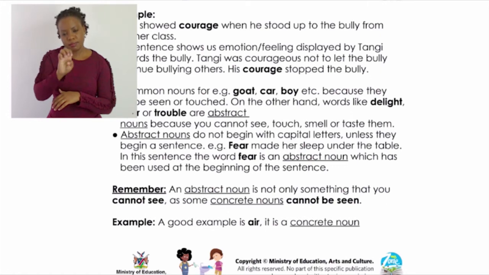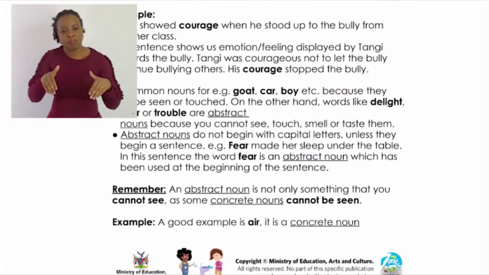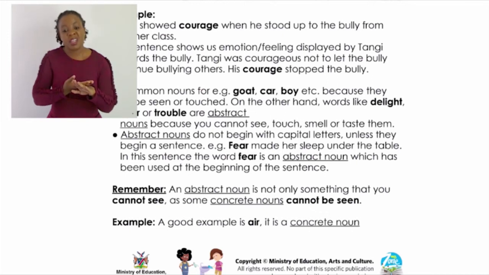Common nouns are like goat, car, boy, etc. because they can be seen or touched. Remember last week we talked about the common nouns. On the other hand, words like delight, anger, or trouble are abstract. Somebody is delighted. Somebody is angry. So we talk of anger and delight being abstract. They are not tangible. You cannot touch them. You cannot see anger. You cannot taste it.